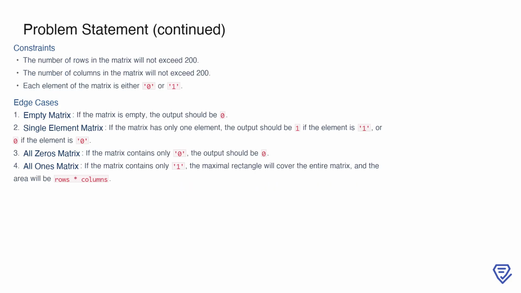Finally, let's review the constraints and edge cases for this problem. The matrix can have up to 200 rows and 200 columns, and each element will always be either 0 or 1. For edge cases, if the matrix is empty, the area is 0. If it contains only one element, the output depends on whether the element is a 1 or a 0. For matrices filled entirely with 0s, there are no rectangles of 1s, so the output is 0. Conversely, if the matrix is filled entirely with 1s, the maximal rectangle will cover the entire matrix, and the area will be the total number of rows multiplied by the total number of columns. These constraints and edge cases provide a clear framework for solving the problem effectively.